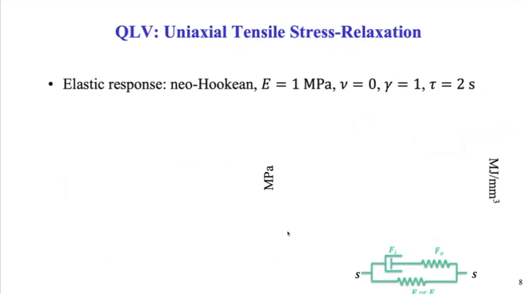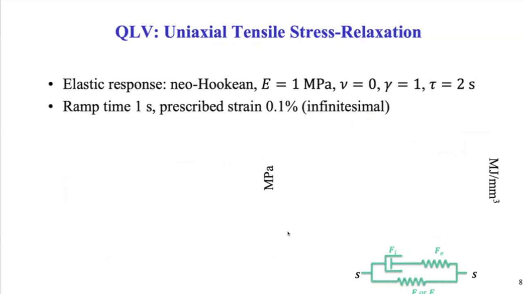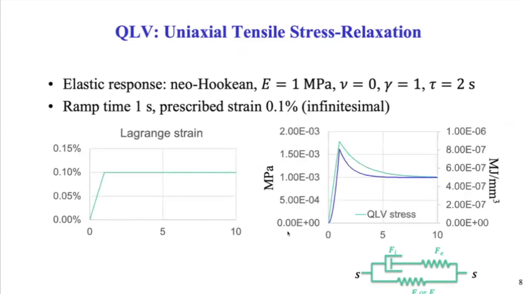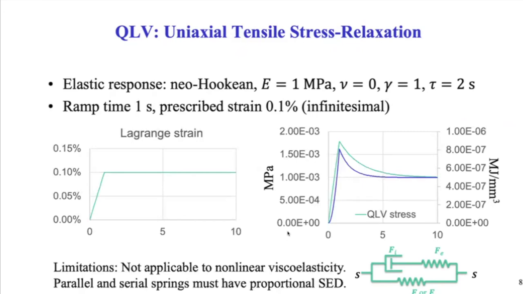Let's say, for the sake of argument, that I pick a Poisson ratio of 0, and I have only one exponential relaxation time of 2 seconds. And I do a stress relaxation test. So I ramp up the strain in 1 second, and I let the analysis relax for the remaining 9 seconds. And this is the response that we get for the stress, that's the green curve, and for the strain energy density, which is going to be the blue curve.